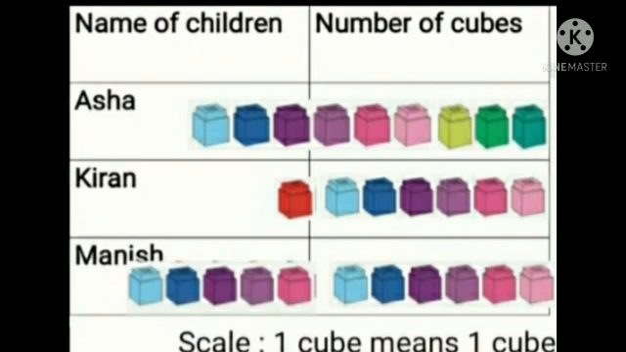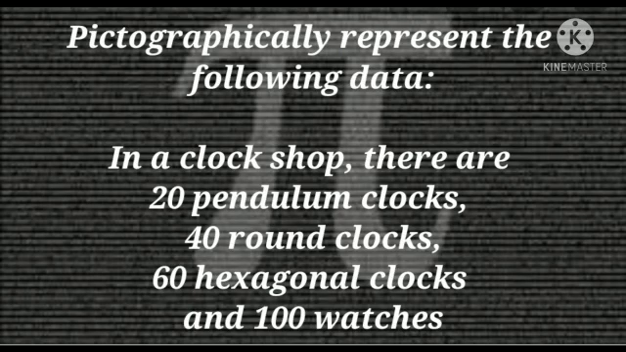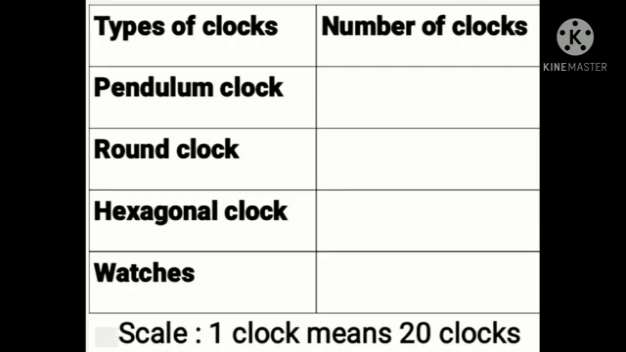Students, moving on to our next example. Pictographically represent the following data. In a clock shop, there are 20 pendulum clocks, 40 round clocks, 60 hexagonal clocks and 100 watches. So here is the table. Types of clocks we have written on the left hand side, number of clocks on the right hand side. Name of the clocks are pendulum clock, round clock, hexagonal clock and watches.